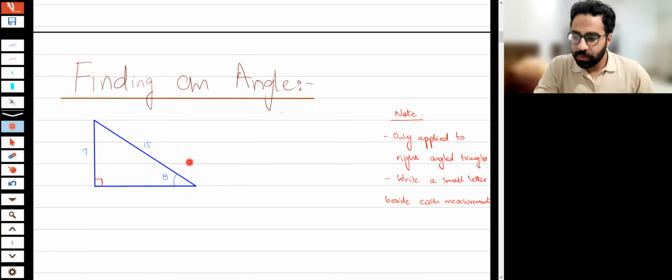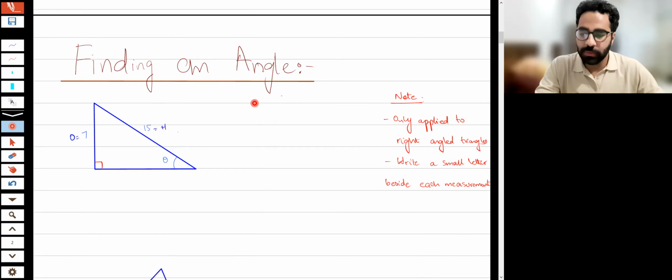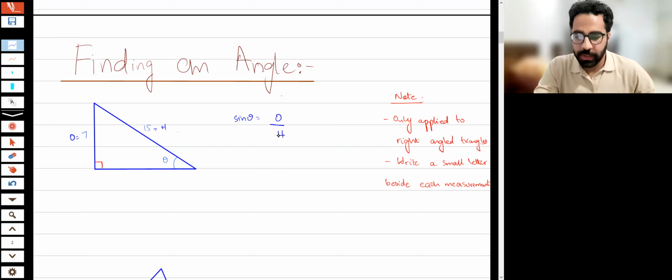Okay. How are you going to apply? You're going to first figure out what these sides represent. Since this side is opposite to my angle, I'll write O over here. And since this side is opposite the 90-degree angle, I'll write H over here. Okay? Is there a trigonometric ratio which connects O and H? Yes, there is. And that is SOH, which is sine theta equals opposite upon hypotenuse. I'll write O upon H. Remember, I have to find theta. So I'll have sine theta equals opposite, which is 7, hypotenuse, which is 15, 7 upon 15.